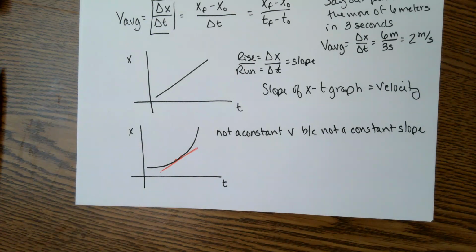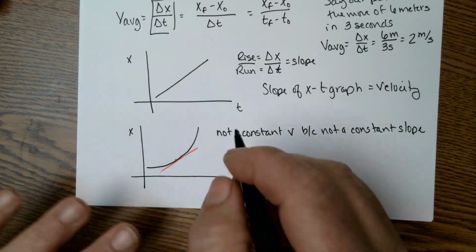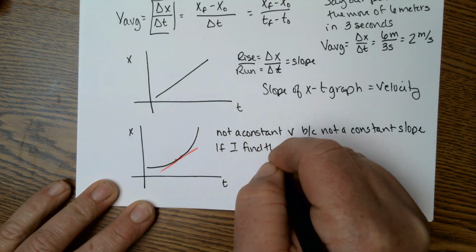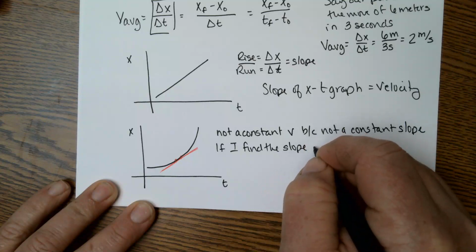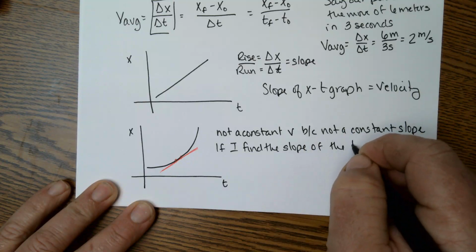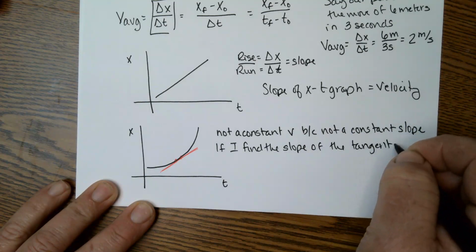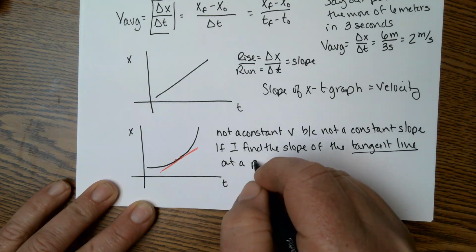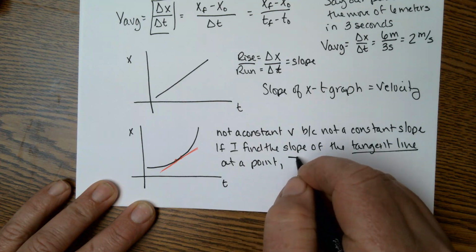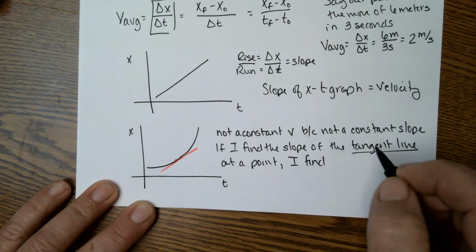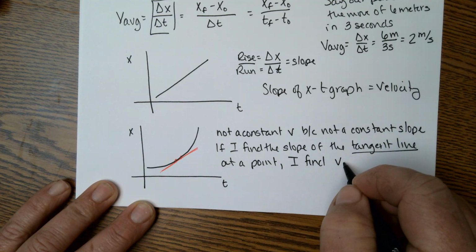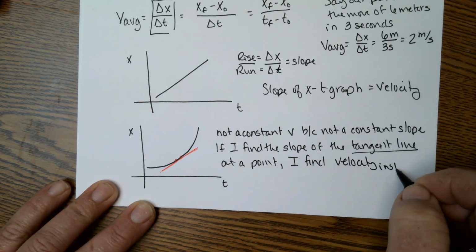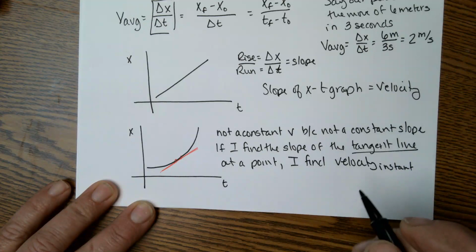Well, if I shrink that time interval down really small, if I find the slope of the what's called tangent line at a point, I find velocity at that instant, or instantaneous velocity.